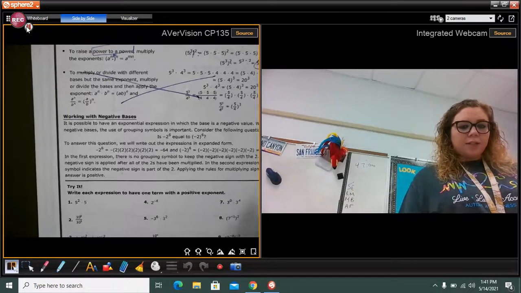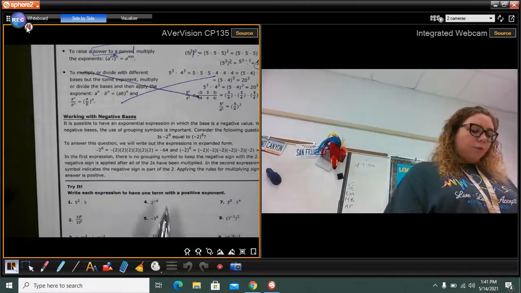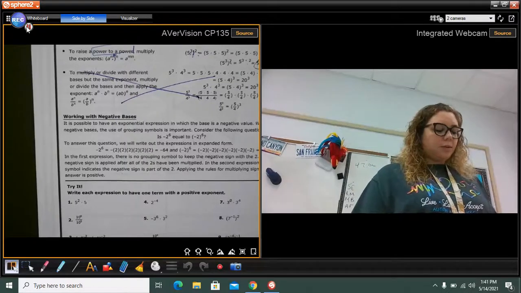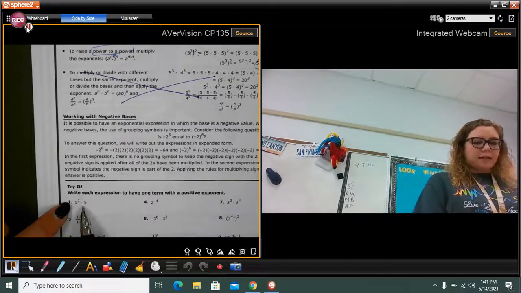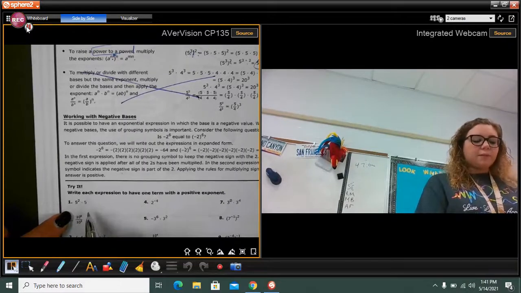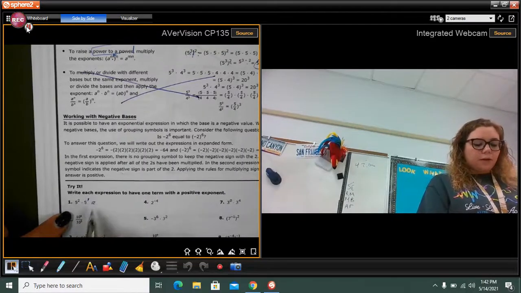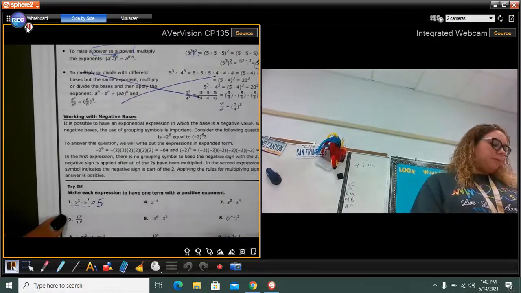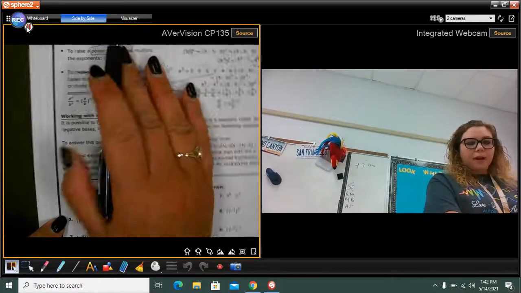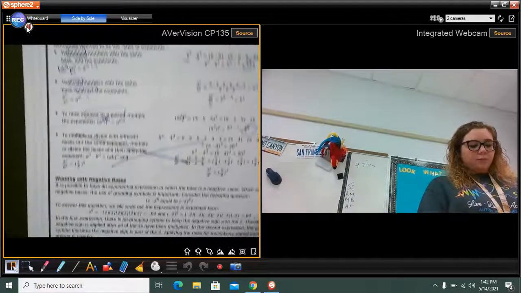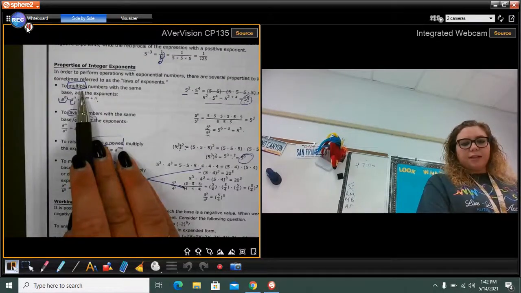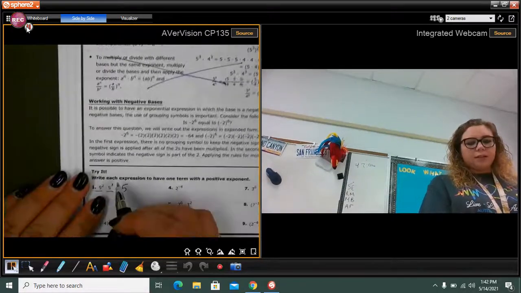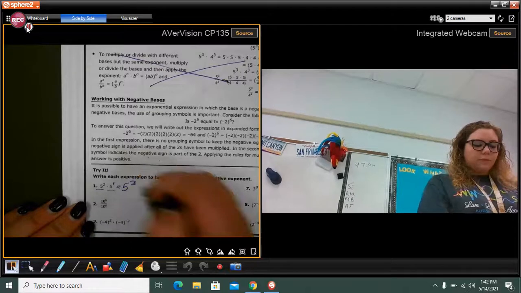So let's write each expression to have one term with a positive exponent. We never want to have an answer with a negative exponent. So 5 to the 2nd times 5. And so if they don't have an exponent, there's an understood 1. So are my bases alike? Yes. Am I multiplying? Yes. So when I multiply two numbers, okay, 2 exponents, I'm going to actually add the exponents together. So 2 plus 1 is going to give me 3.